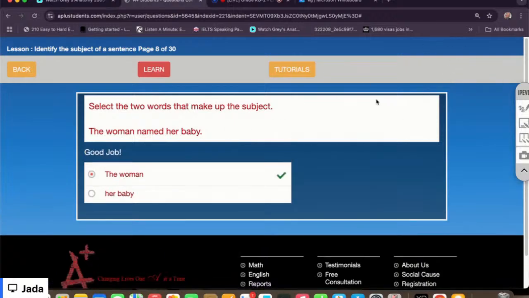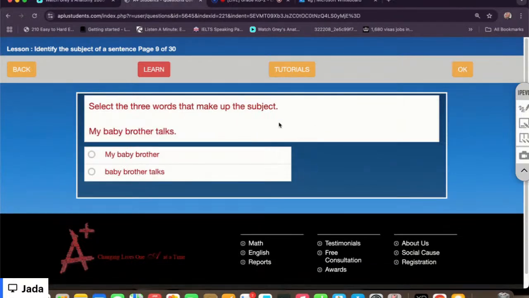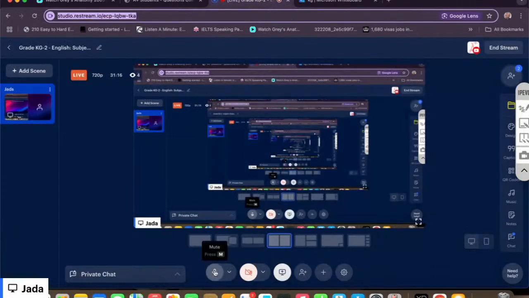Okay, so everyone, tell me, do you have a question concerning the subject before we move on to the predicate? Do you have any question concerning this lesson before we move on to the next, which is the predicate? Let me know on the chat if you have any questions.